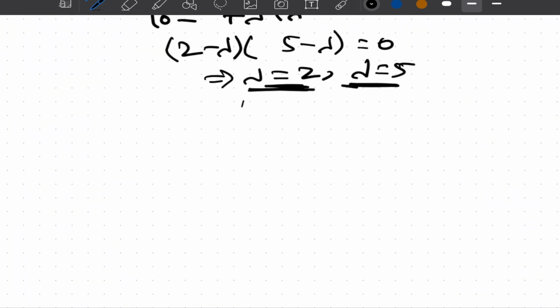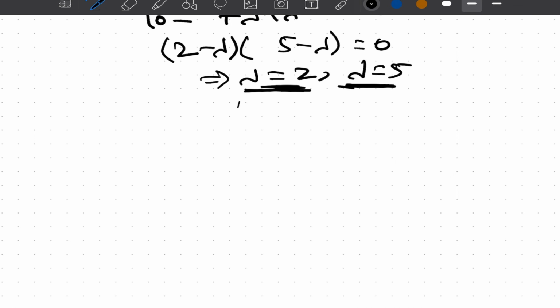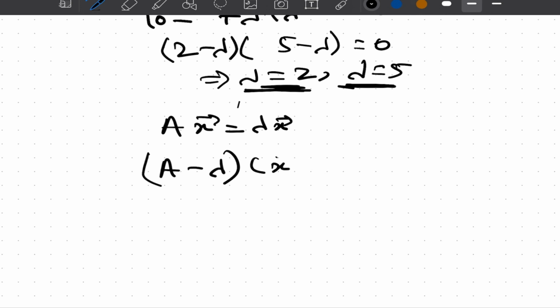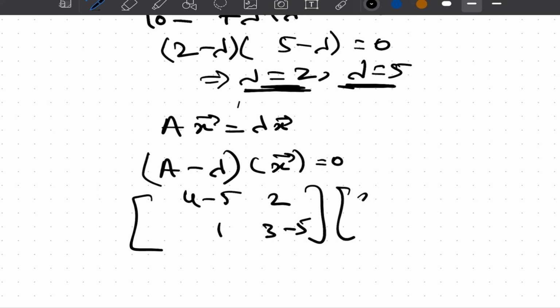Now, next task is how we can find the eigenspace or eigenvectors associated with a particular lambda. So now, if we substitute lambda equal to 5 in our original equation, we can write Ax equal to lambda x, and we have determined lambda. So if we bring it here, we can always write A minus lambda times x equal to 0. So if we substitute lambda and subtract it from A, it becomes 4 minus 5, 1, 2, 3 minus 5 multiplied by x1, x2 equal to 0.